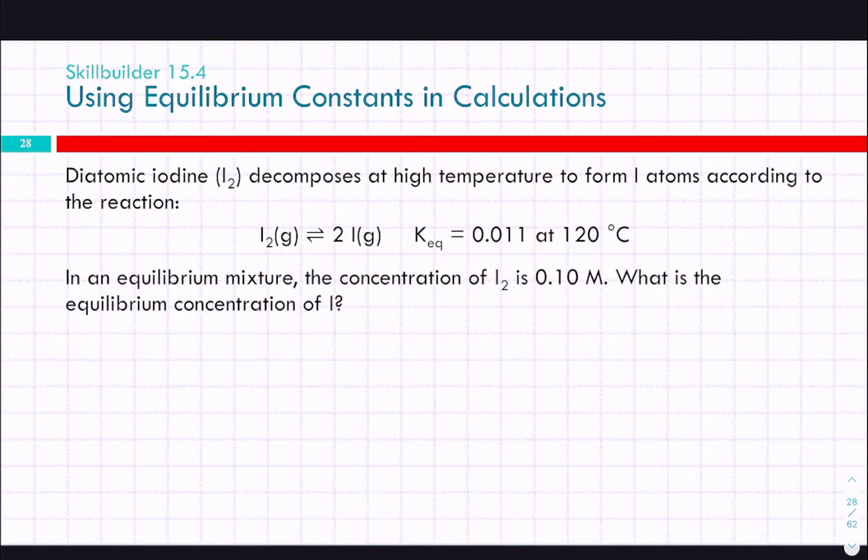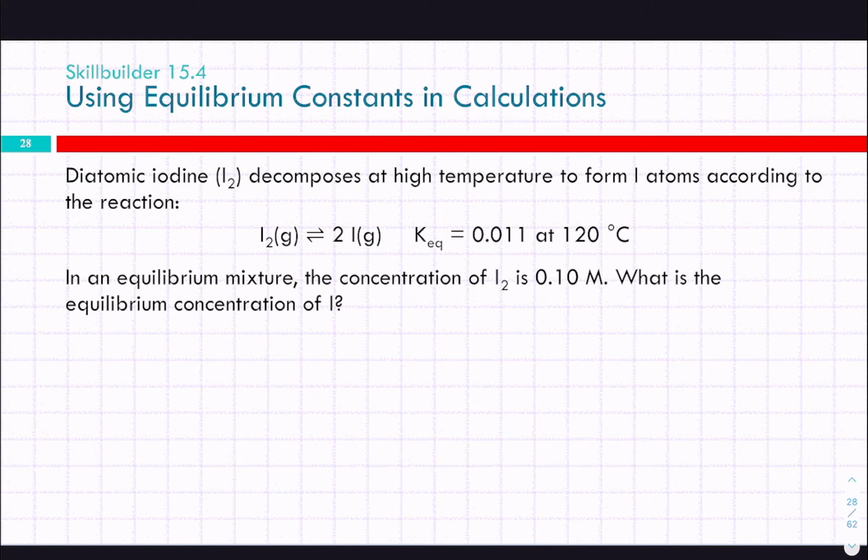Alrighty. So it leads us right into another problem. If in an equilibrium mixture, the concentration of I2 is 0.10 molar, what is the equilibrium concentration of iodine, or just I?